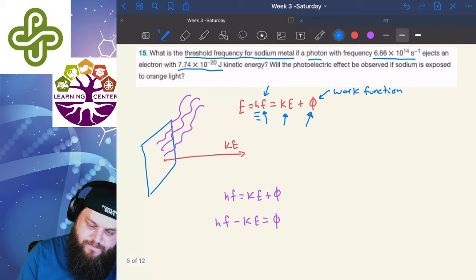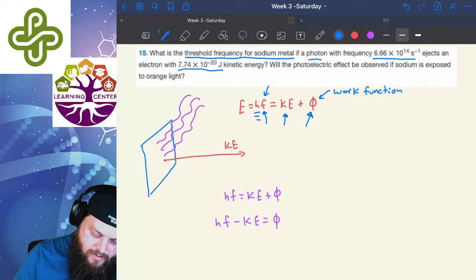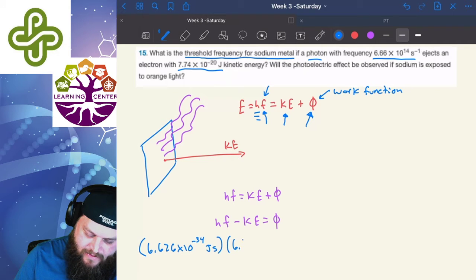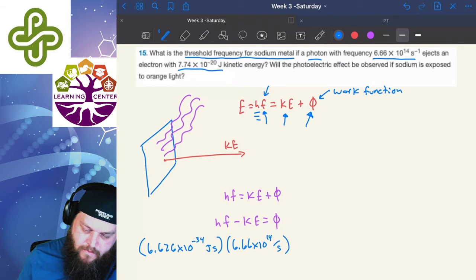H is 6.626 times 10 to the negative 34 joule seconds. The frequency they gave us is 6.66 times 10 to the 14. That's going to be per second. And then we're going to subtract from that the kinetic energy they gave us, 7.74 times 10 to the negative 20 joules.